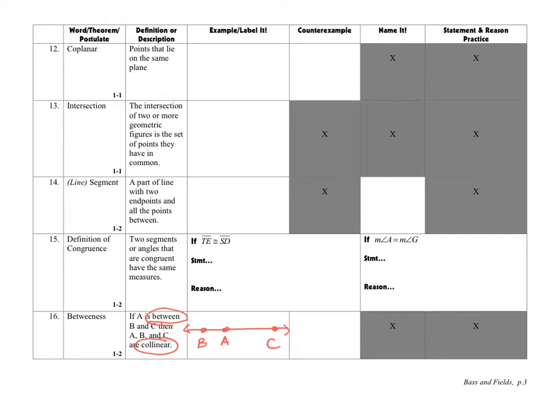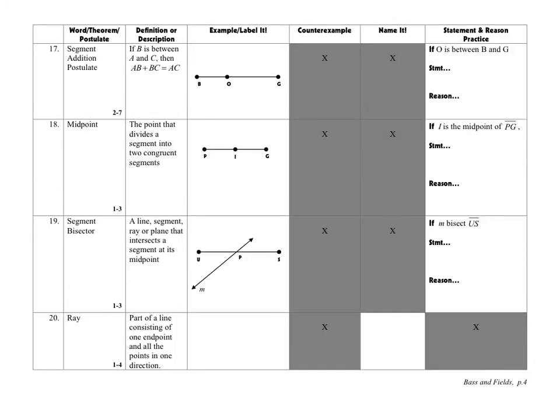Now, if we wanted to draw a counterexample for this, all that we would need to do is take any one of those points and move it off of the line so that they're not actually collinear. So for example, I could put the B up here and then put my A and my C here. It doesn't matter which one I move off the line, we just want to indicate that they are not collinear. That's our simplest counterexample.